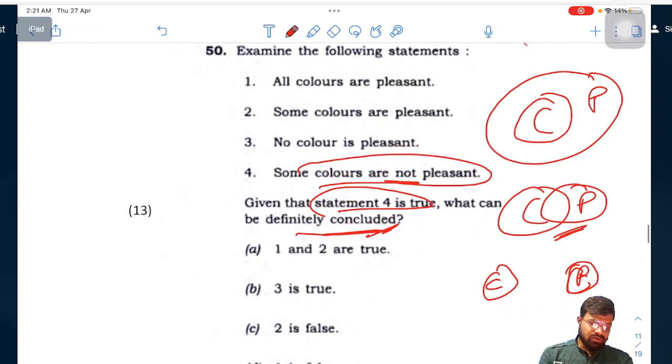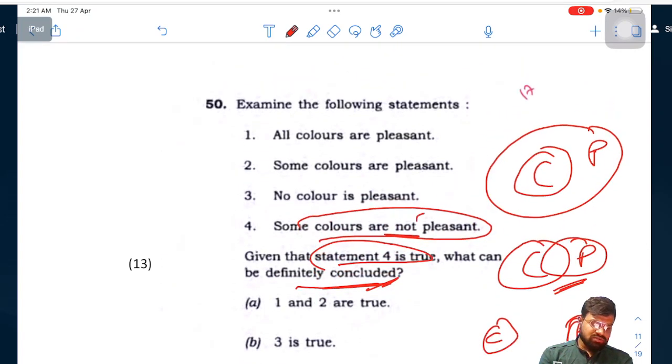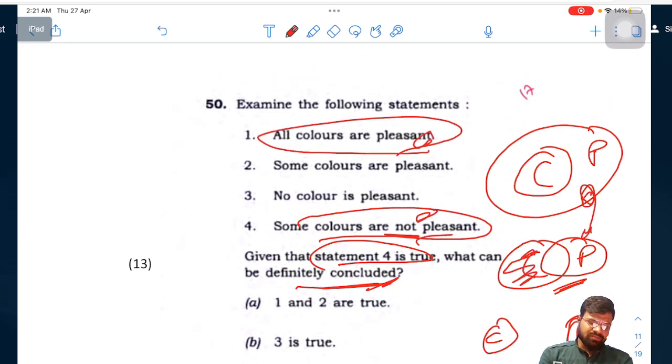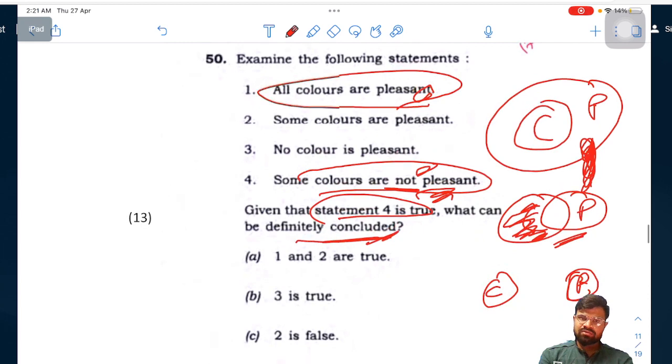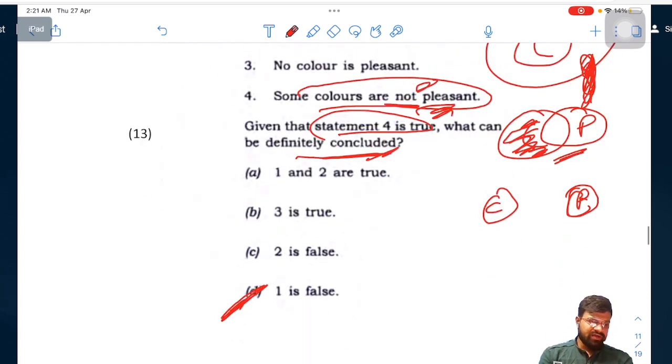We can definitely conclude that all is false. All colors are pleasant is false. This cannot be true with this. If some colors are not pleasant, then this is definitely wrong. So one is definitely false.